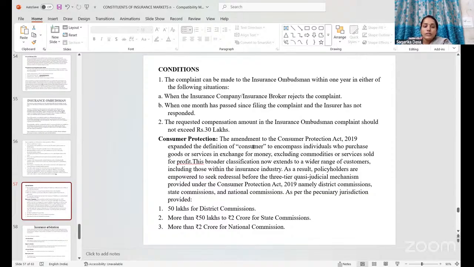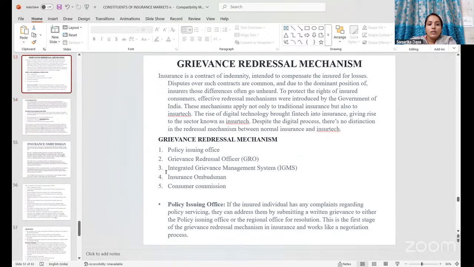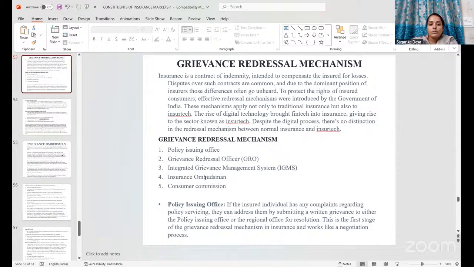So this is the grievance redressal mechanism within India, which we can see in the form of 5 categorizations. First one is the policy issuing officer, then the grievance redressal officer, then the integrated grievance management system. In the integrated grievance management system, a complaint is raised directly with IRDAI, either through mail or through a call or through a physical representation with the general manager. Then the insurance ombudsman. Then the last one is the Consumer Protection Commission.